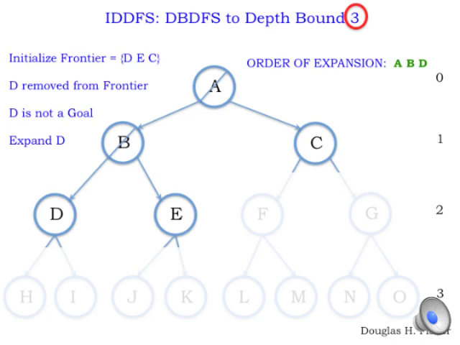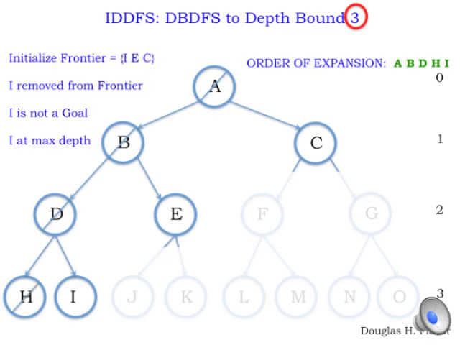D is removed from the frontier. D is not a goal. D is not at the maximum depth bound of 3, and so we expand D further. We get H and I. Those are placed on the frontier. Again, the frontier is implemented as a stack. H is removed from the frontier. H is not a goal. H is at the depth bound, and so we don't expand it further. I remains at the top of the stack. I is removed from the frontier. I is not a goal, but again, I is at the maximum depth bound of 3, and so we do not expand it.